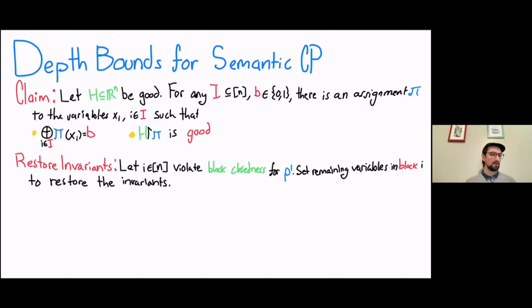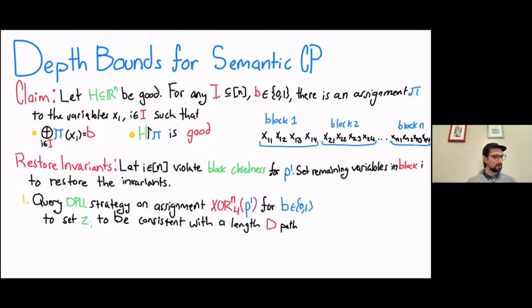So let I be the index of some block which is not closed. So that means some variables are set, some variables are free, and we're going to set the remaining variables. So there's the blocks again. First, we're going to query the DPLL strategy, I'll say what this means, on the projection of rho prime for some value B, which should set the ith variable of F to be consistent with a length D path.